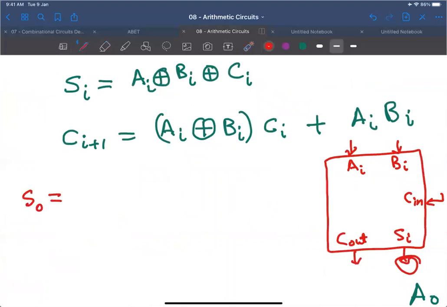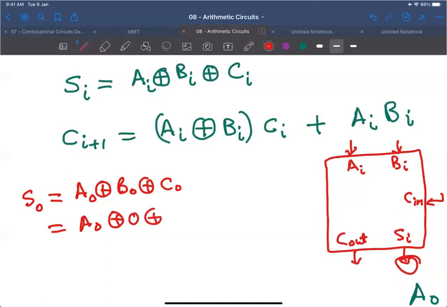Now it is easy to see that my S0 is going to be, just substitute, A0 XORed with B0 XORed with C0, which is A0 XORed with what? 0 XORed with 1, right? Because I've set my B to zeros and my C0 to 1. Yeah? What is this now? Using XOR properties, it is A0 XORed with 1. So you just got rid of this 0 here, okay? And this is nothing but A0 complement, okay?